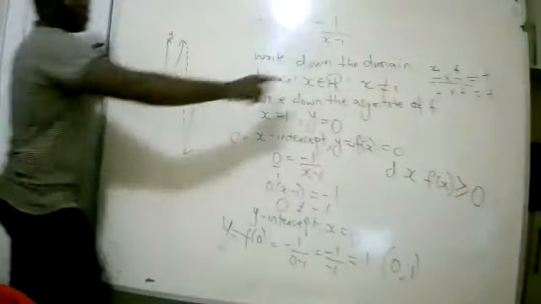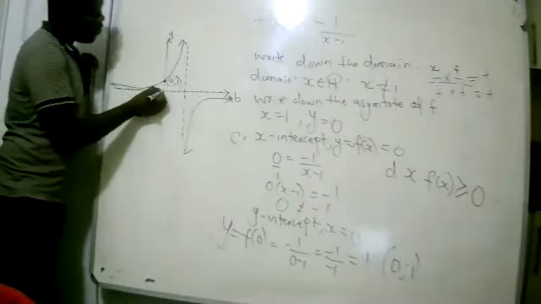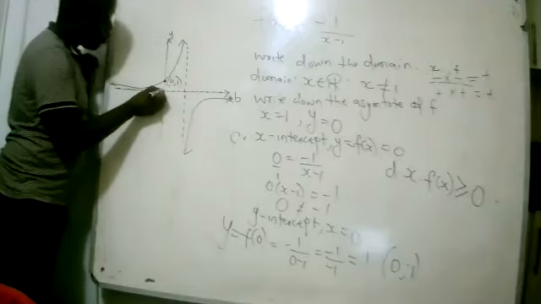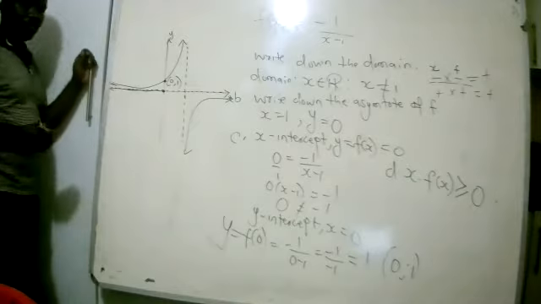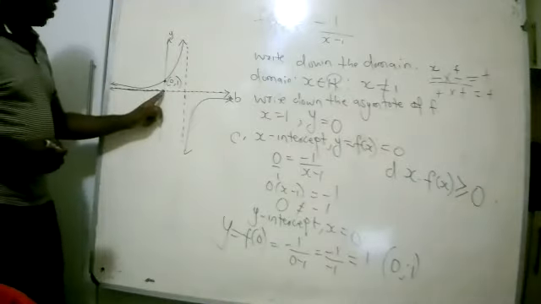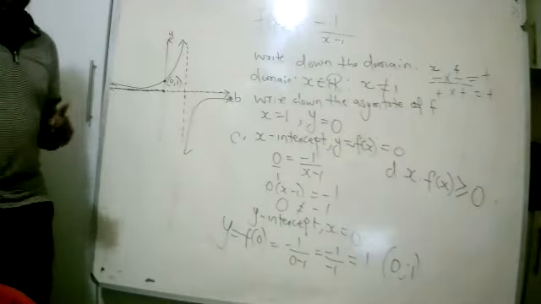Let's start by looking for a region where x is negative. We know x will be negative from this point of origin going backwards. It's where our graph is negative. From the origin going backwards, it's where the value of x is negative. Is that okay?